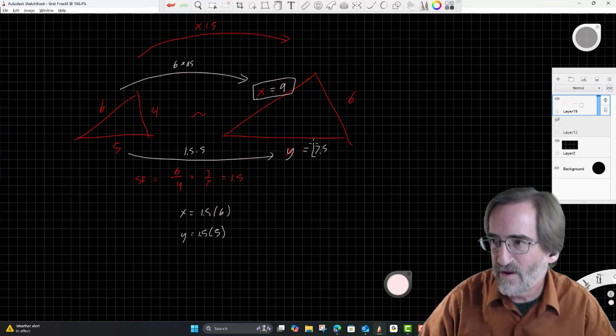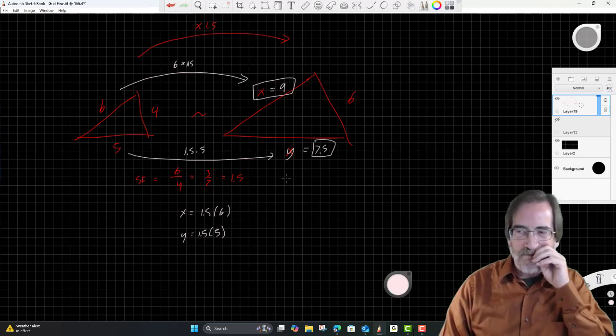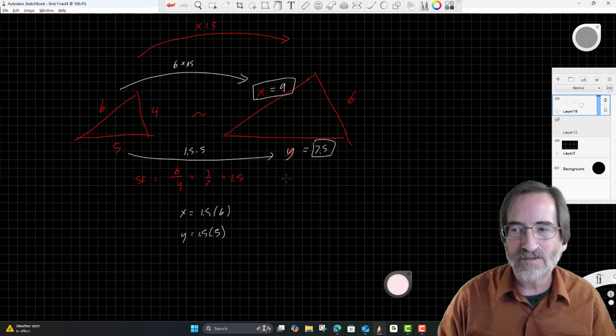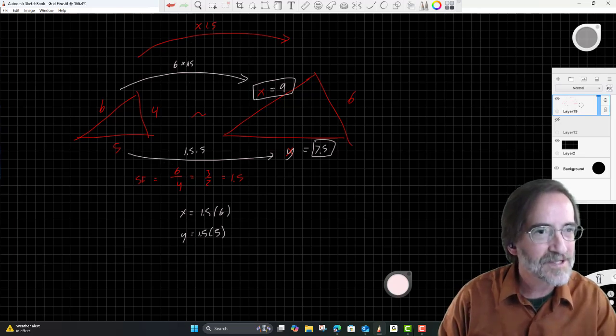7.5. Okay, so you'll be asked to find the missing parts of similar triangles. Proportions, scale factors and proportions. All right, and hopefully that helps.